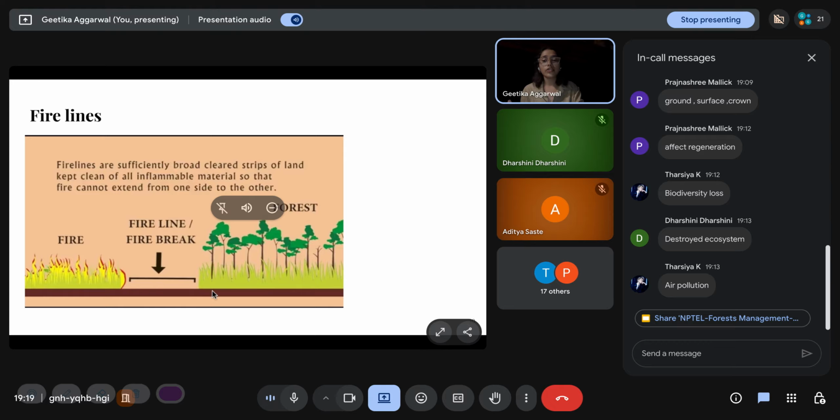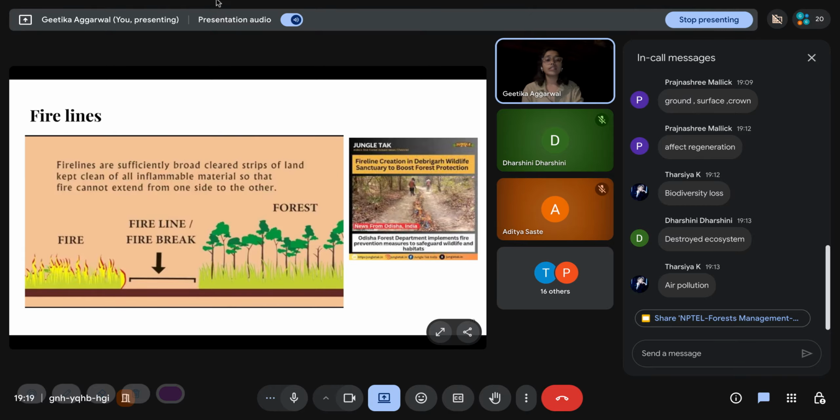So even if a fire is spreading, like you can see on the left of the image, it does not reach the next section of the forest, so that at least that one is saved from burning down. Okay, so fire lines are sufficiently broad strips of land which are kept clear of all combustible material so that the fire cannot extend from one side to another. So if you have a huge forest, you can cut down or keep these strips of land free of any sort of combustible material by bringing it to the center and then putting it on fire in a very controlled manner, so that now there is no more combustible material left. And these are called fire lines because they prevent fire from spreading from one side to the other.